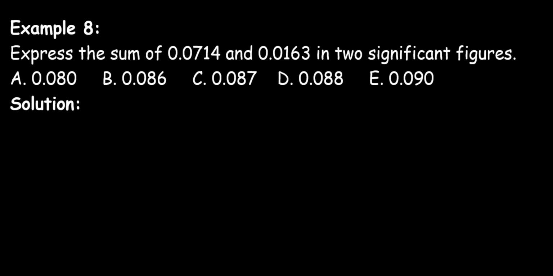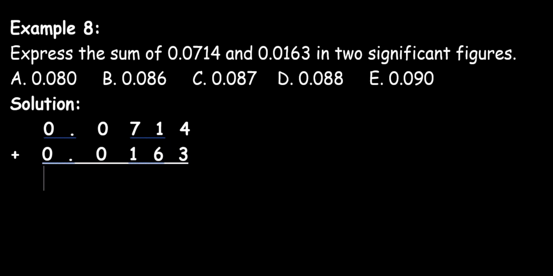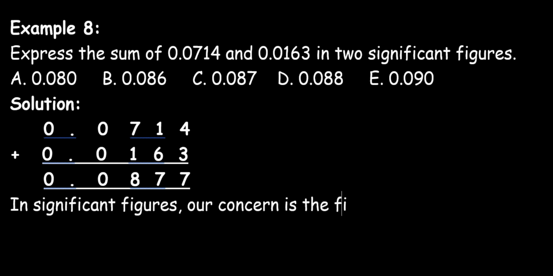So we present our solution thus: 0.0714 plus 0.0163. All the numbers are the same length, so it's very easy to perform this operation. When we do our addition, the result will be 0.0877. In significant figures, our concern is the first non-zero figure, not 0 or the decimal point.